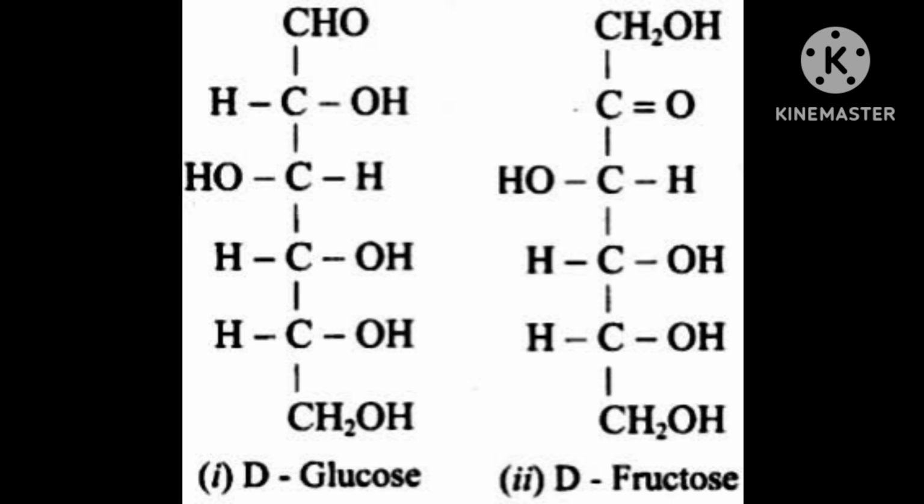Pyran means what? Pyran is a cyclic organic compound with one oxygen atom and 5 carbon atoms in the ring. That is called pyran. Because this hemiacetal structure of glucose is matching with the pyran structure. Pyran is a cyclic organic compound with one oxygen atom and 5 carbon atoms. It is matching with glucose, alpha or beta.